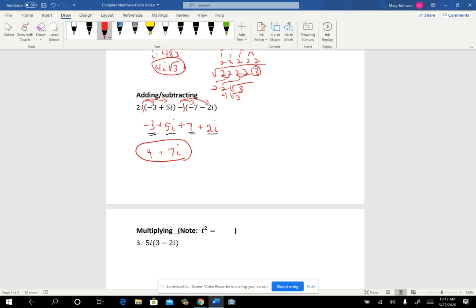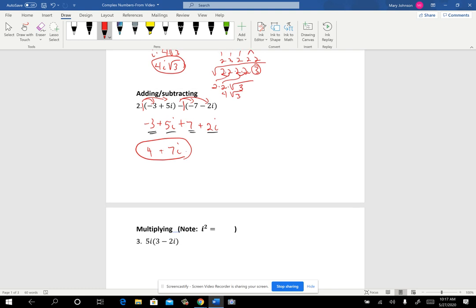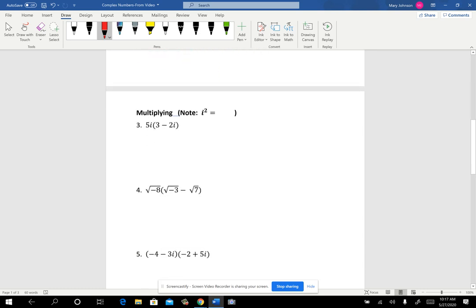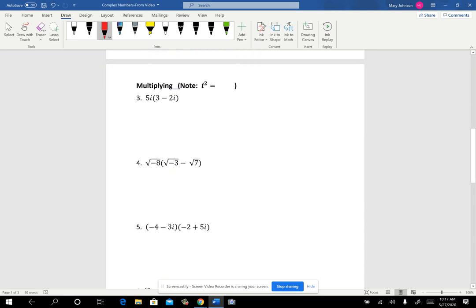All right, now we're going to do a chunk of multiplying problems. Now there's something that happens on your multiplying problems that you have to be careful about, or that you have to realize. All right, you already know that i equals the square root of negative 1. What's going to happen on a lot of these is when you wind up distributing, you'll be doing an i times an i. So you'll get an i squared.